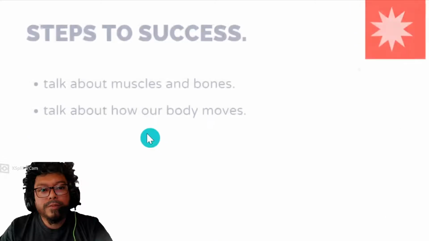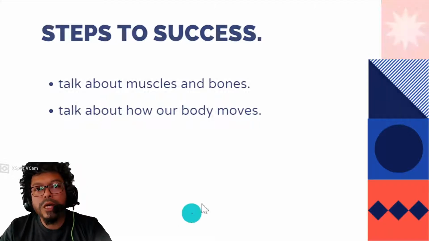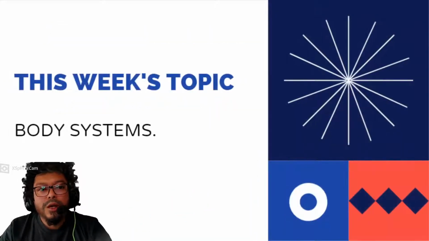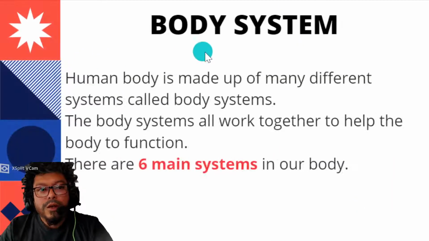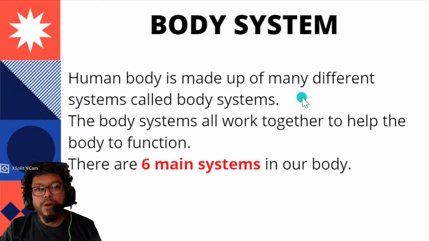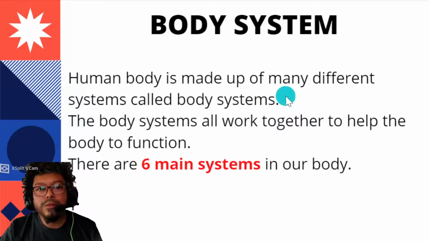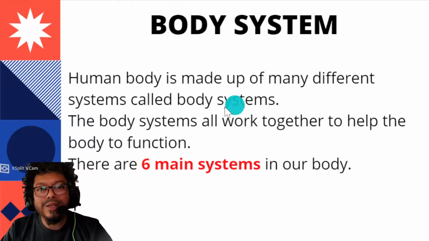Okay, now our step to success would be to talk about muscles and bones and to talk about how our body moves. So before that, we start with body system. The human body is made up of many different systems called body systems. There are many systems. The whole thing is called our body system. The body systems all work together to help the body to function.